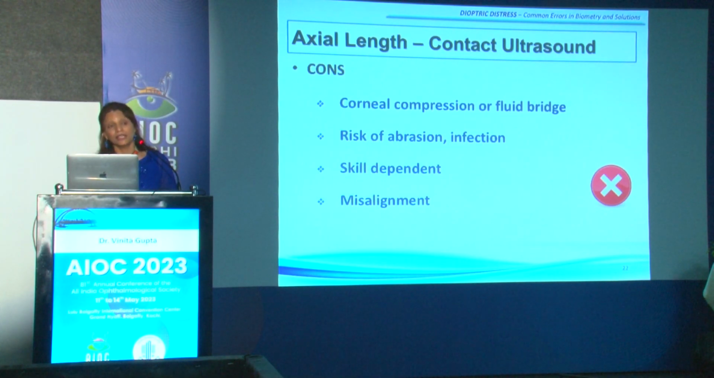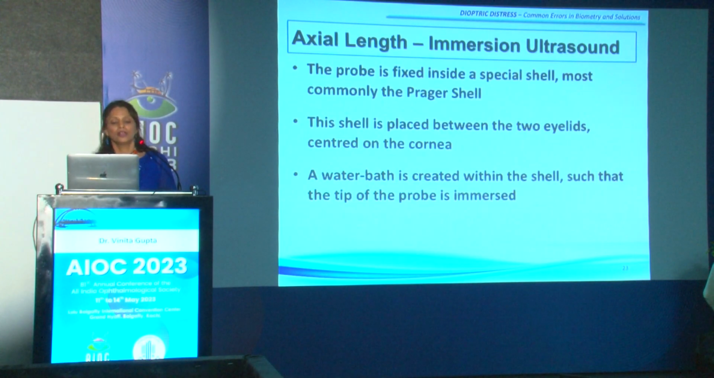Risk of abrasion may be there with the contact ultrasound, the contact probe, and the risk of infection is always there because it's a contact procedure. And again, in the contact ultrasound, there is a risk of corneal compression leading to a falsely low axial length. So this can be improvised by just a mere investment of a Pringles shell, which will help you in going into the immersion mode of ultrasound.